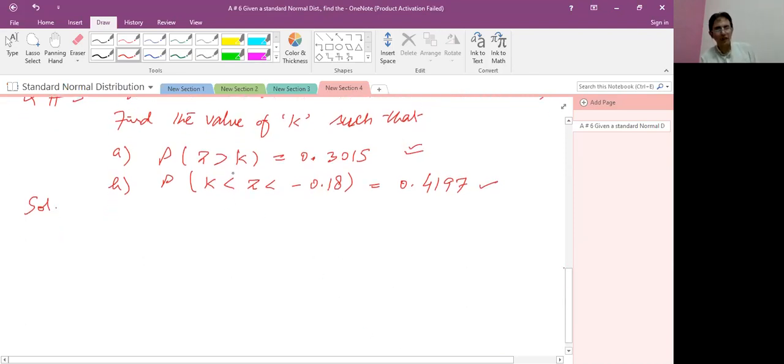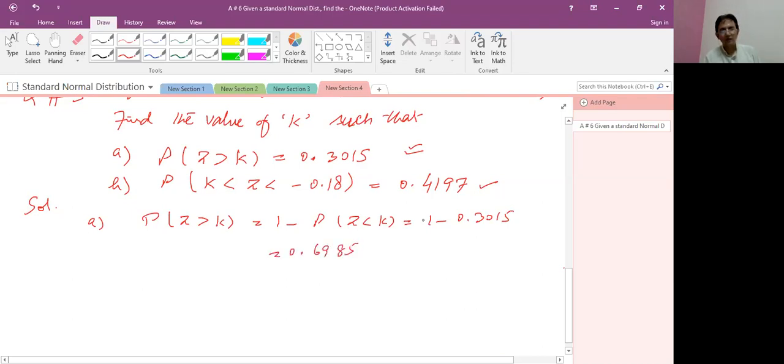We have to determine the value of k, because the question is find the value of k such that at this position. So in the first part, probability of z is greater than k, it means if we consider the left hand side, 1 minus probability of z is less than k. It means z of k is 0.3015. So the answer it is 0.6985. Now what is k?